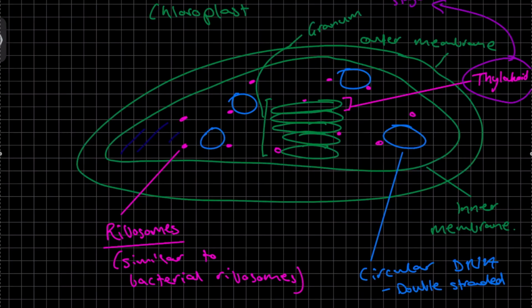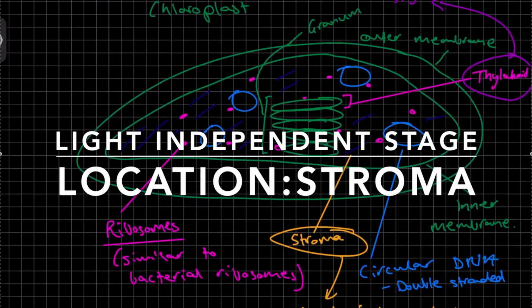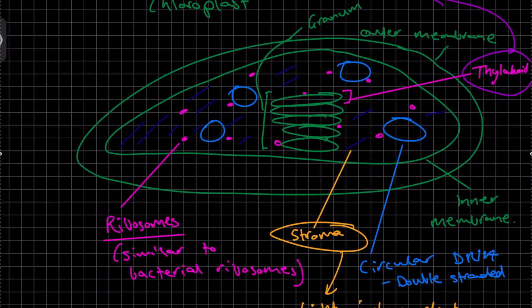Last but not least, this fluid-filled space on the outside of the thylakoid membranes, but within our chloroplast, is known as the stroma. So this is known as the stroma. And this structure is also quite important since this is the location for our second stage of photosynthesis, known as the light-independent stage. Alrighty, now that we understand the structure of our chloroplasts and we have learnt the locations of our light-dependent and light-independent stages of photosynthesis, let's move on to discussing the purpose of each stage.